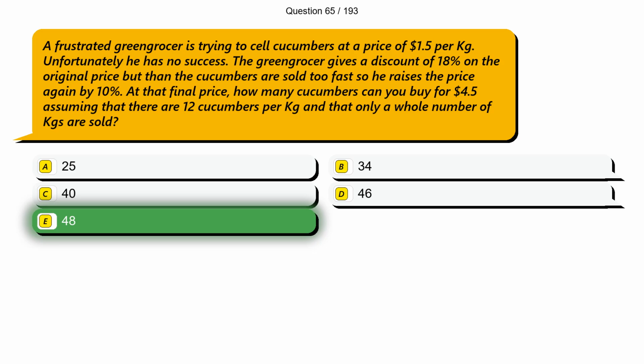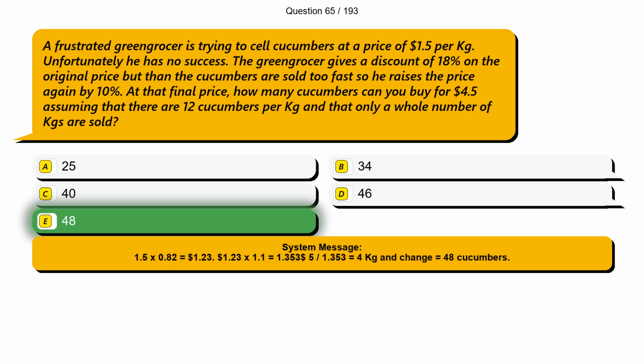The correct answer is option E, 48. 1.5 x 0.82 equals $1.23. $1.23 x 1.1 equals $1.353. 4.5/1.353 equals 4 kilograms and change, equals 48 cucumbers.